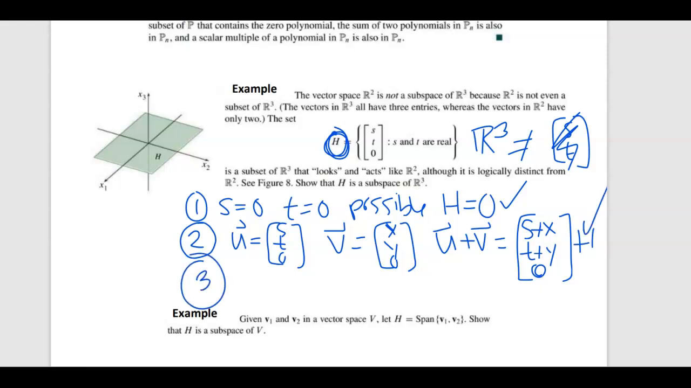All right, last thing, if you take c times u, is that also in H? Well, that's going to be cs, ct, and 0. Yes, that is in H. Perfect, perfect, perfect.